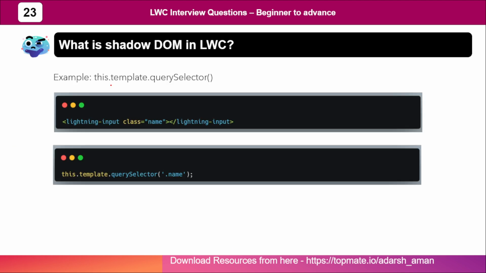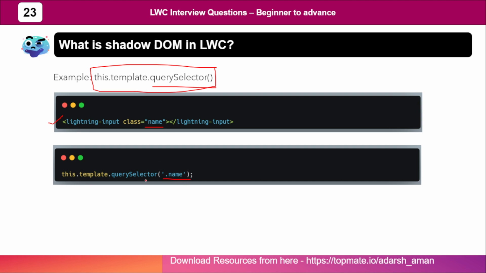And there is one more example we can look into. This is about this.template.querySelector. We use this to select any tag or any class on the HTML. So here, let's say we have a lightning input tag on the HTML which has the class name. If you want to select this one, you need to write this.template.querySelector and then the class name. This is how you can write it.